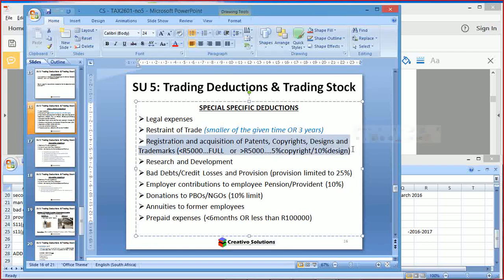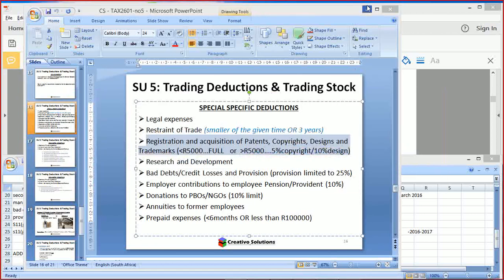Do you see? So okay. My question to you is, do you know if this is for a copyright, a patent, or a design? No, sir, you don't know. You don't. So that's why I'm saying if it's less than 5,000, you can claim all of it. Yes, sir. If it's more than 5,000, you can't claim any of it. Yes, sir. Okay, do you see that? Yes, sir. Okay. It's deductible fully.